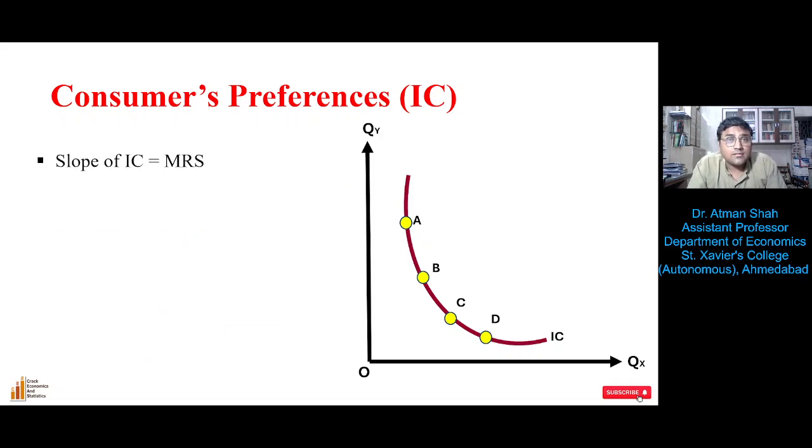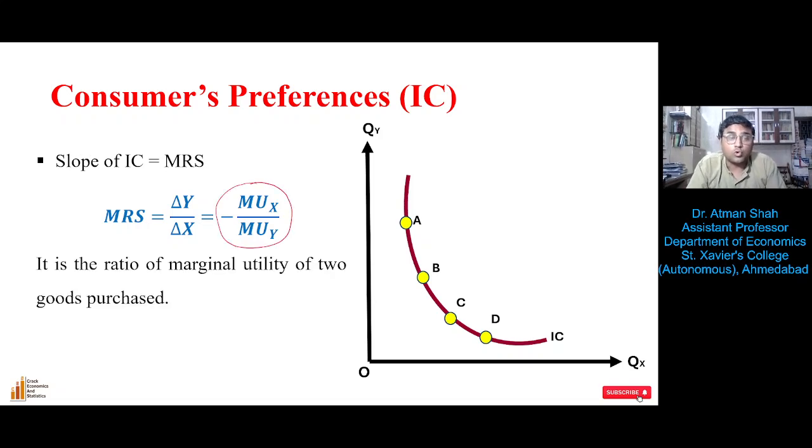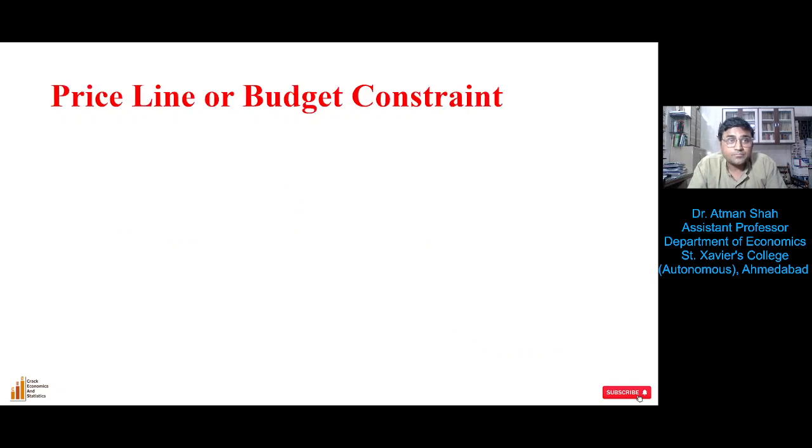Now we know that the slope of the indifference curve is the marginal rate of substitution. So MRS is delta Y upon delta X, that is, the rate at which one good is substituted for another good, and it is the ratio of the marginal utilities of the two goods, that is MUX upon MUY, and the minus sign shows that the indifference curve is negatively sloped.